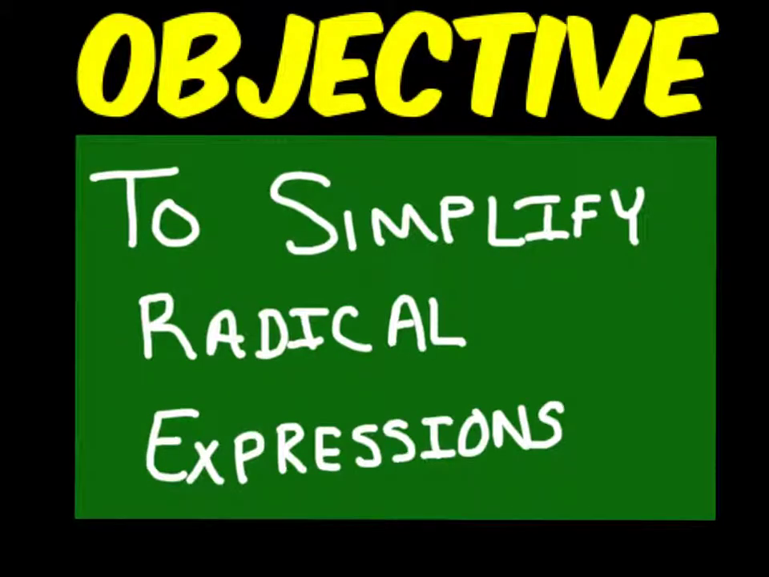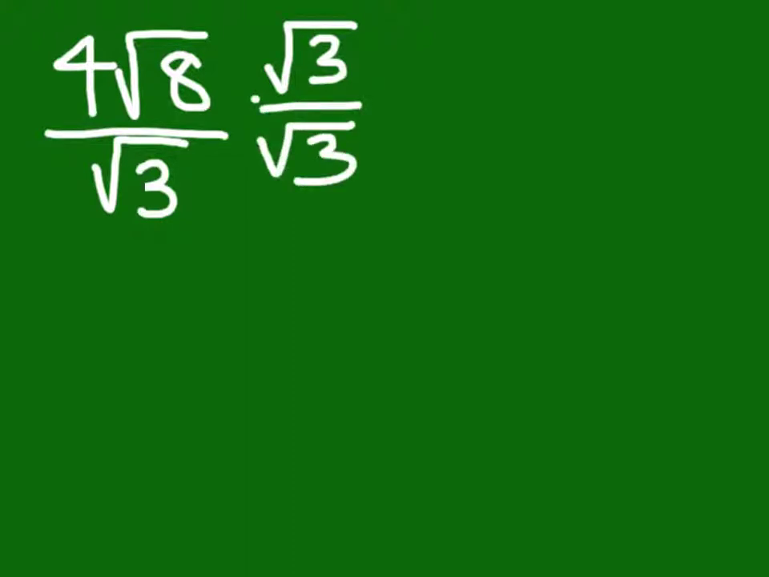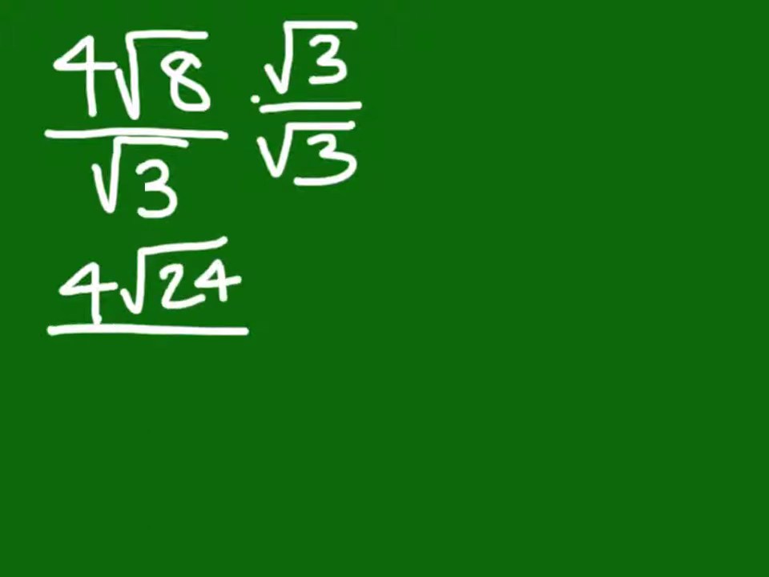Today's objective, again, is to simplify radical expressions. Get an answer, A, B, C, or D. We have 4 radical 8 all over radical 3. So we start by multiplying by radical 3 over radical 3. Alright, so 4 we keep, and radical 8 times radical 3 is radical 24. All over, and radical 3 times radical 3 is just 3.